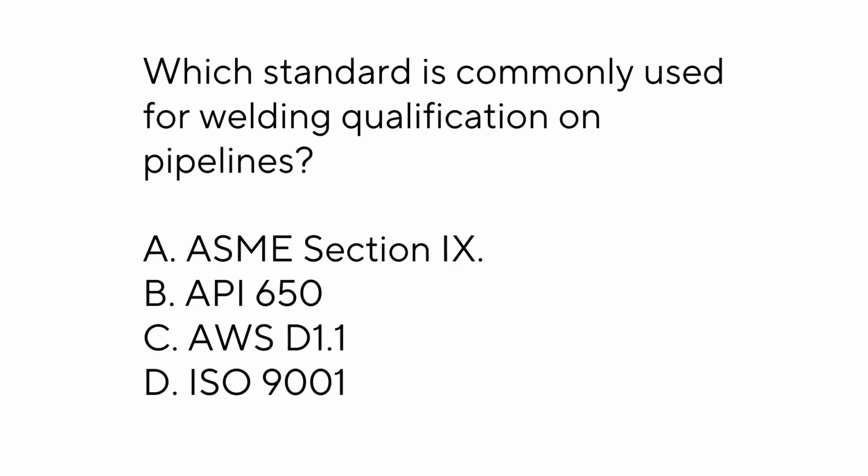Which standard is commonly used for welding qualification on pipelines? A. ASME Section 9, B. API 650, C. AWS D1.1, D. ISO 9001. Answer: A. ASME Section 9.